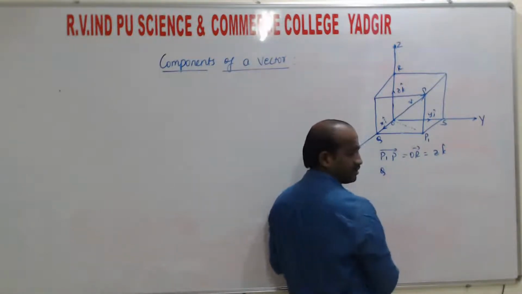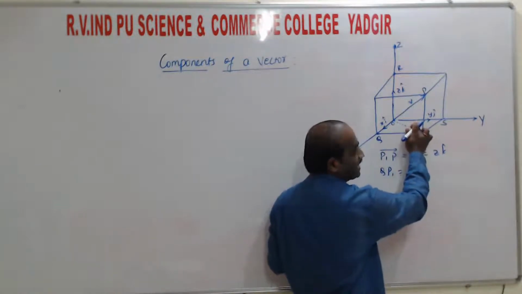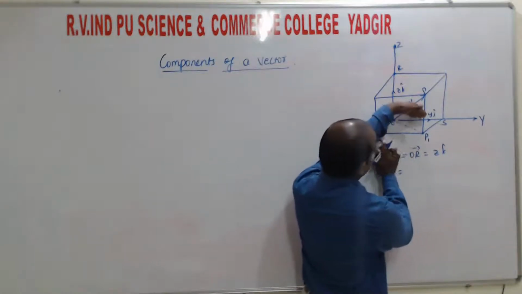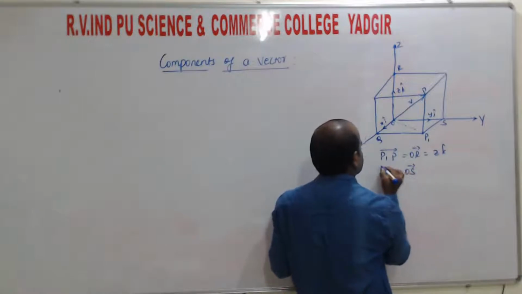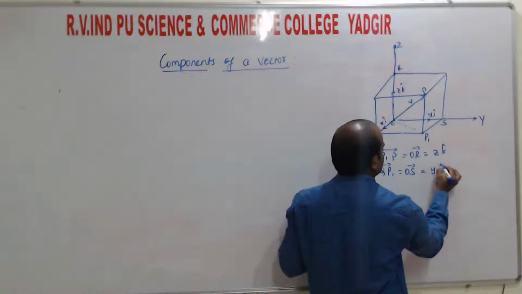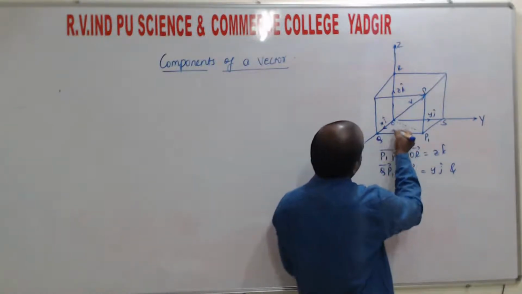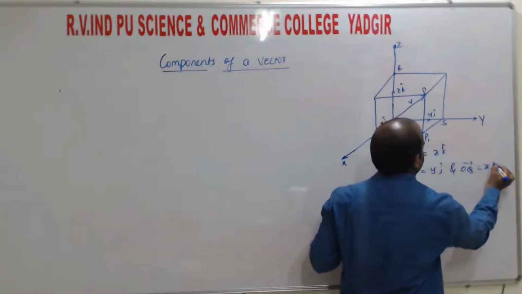Next, QP1 is parallel to the y-axis. This means QP1 is equal to OS vector. OS is equal to what? y j cap. And OQ is equal to what? x i cap.